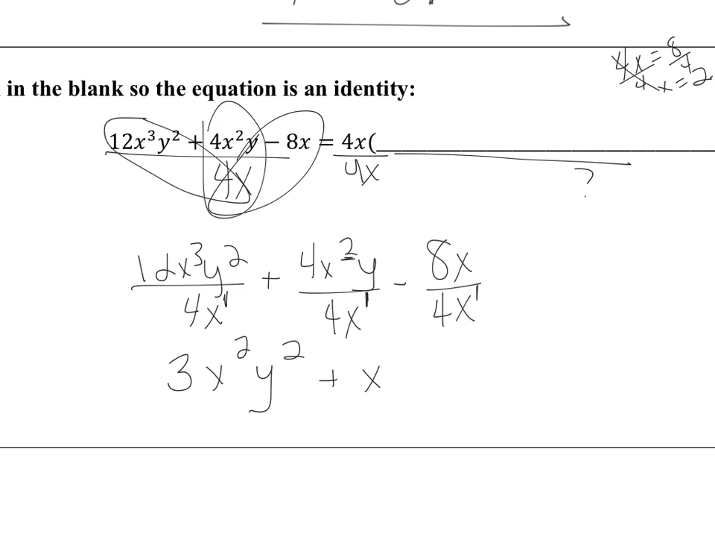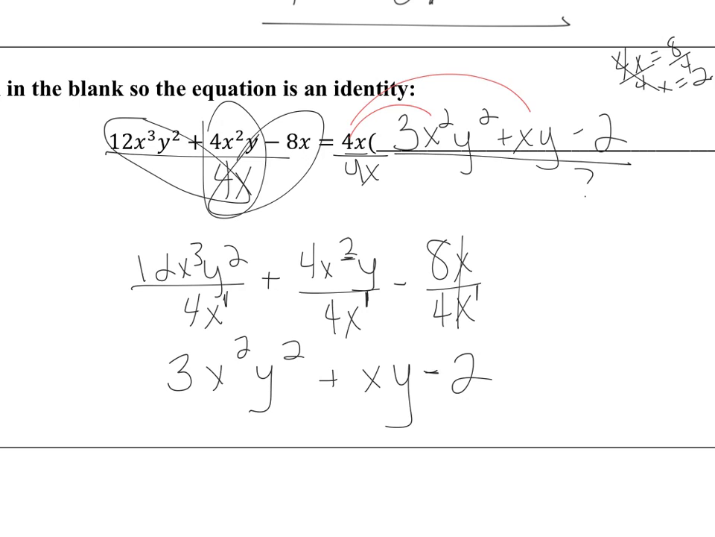x to the 2 minus 1 is 1. And then y. Y is not doing anything there. And then negative 8 divided by 4 is negative 2, and x divided by x goes away. So this is what the answer is. It's 3x squared y squared plus xy minus 2. So 4x times this, and if you want to, you can go back and distribute it through to make sure your answer is correct.